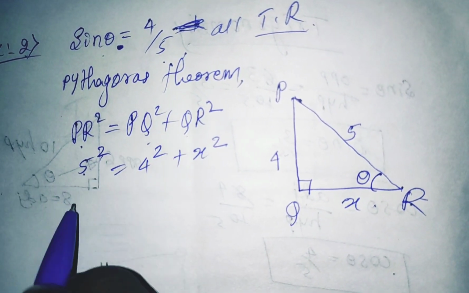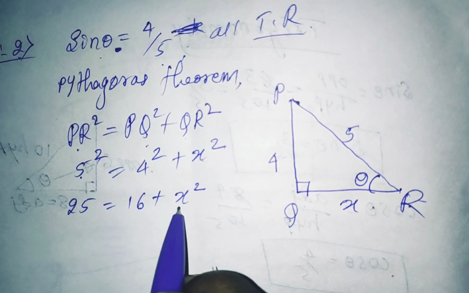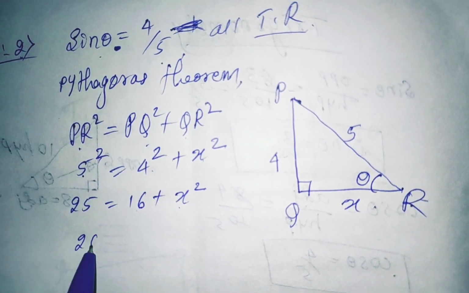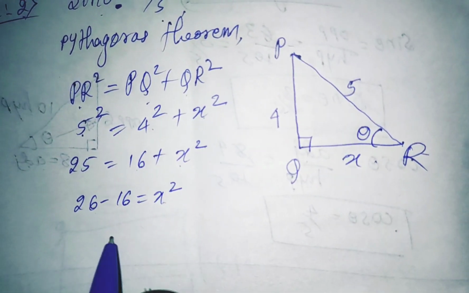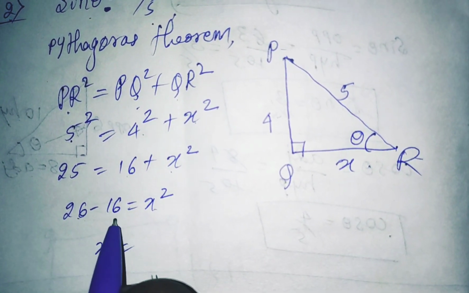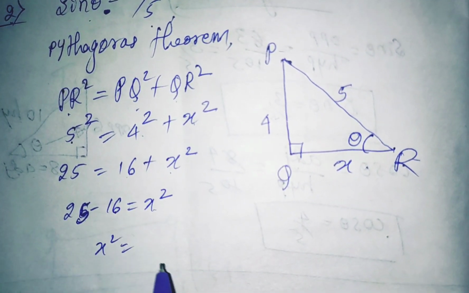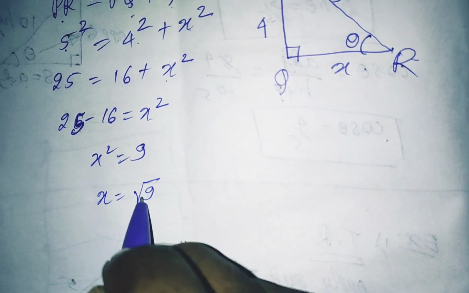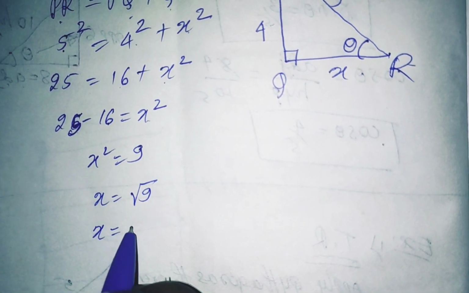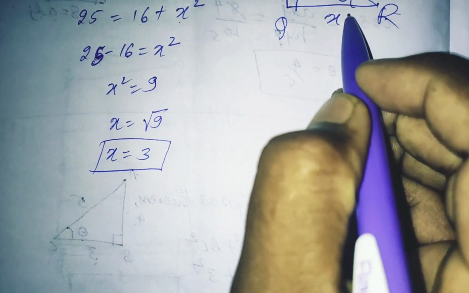Now 5 square value is 25, 4 square is 16, plus X square. We need to find the value of X. Take this 16 here, 25 minus 16 is equal to X square. To find the X square value, X square is equal to 25, this is not 26, 25 minus 16. What will happen? 9. X square is 9. Then X is equal to plus or minus square root of 9. Then X is equal to 3. X value is 3. So that means this is the adjacent value, adjacent 3.